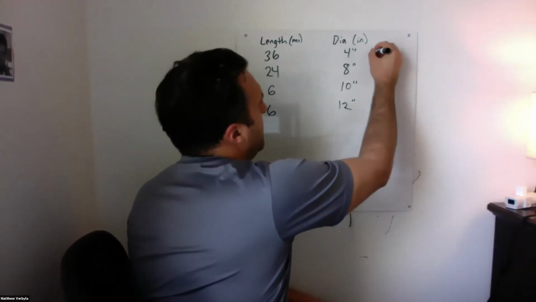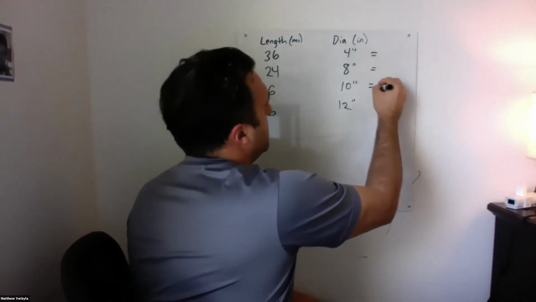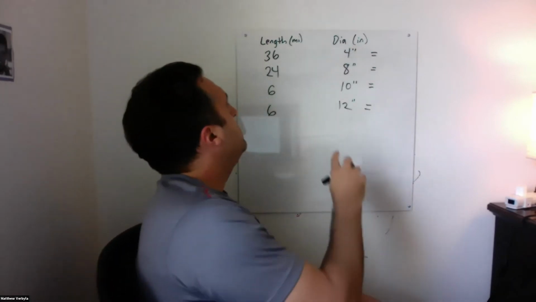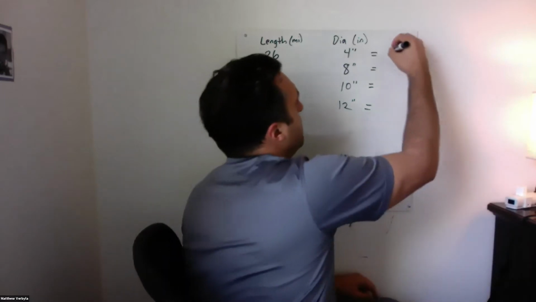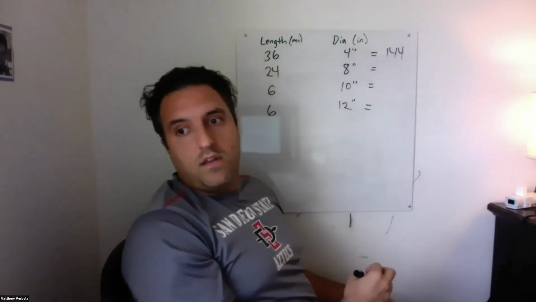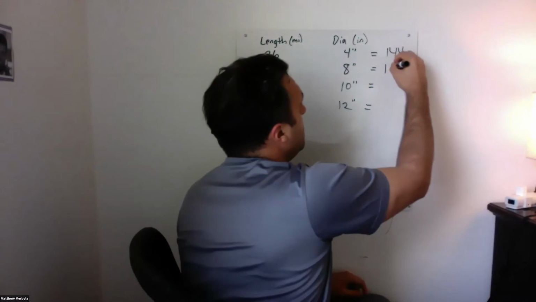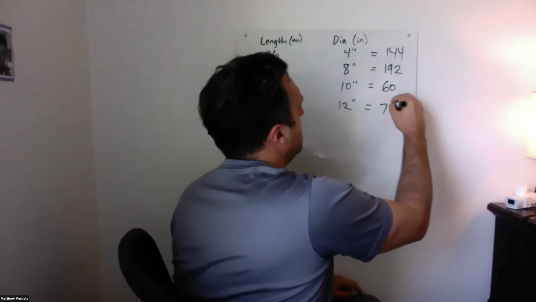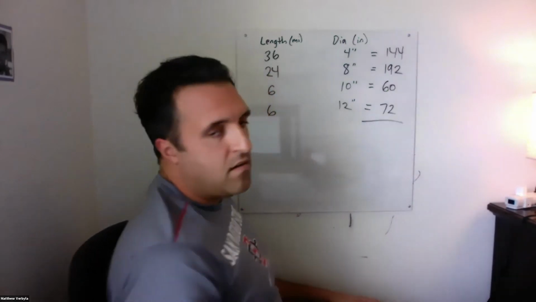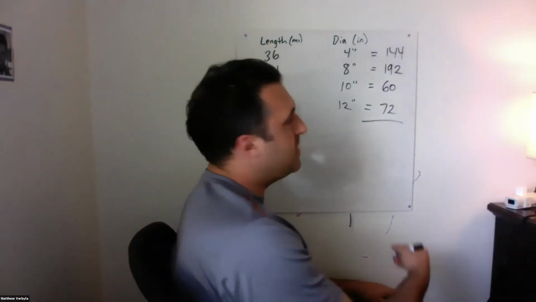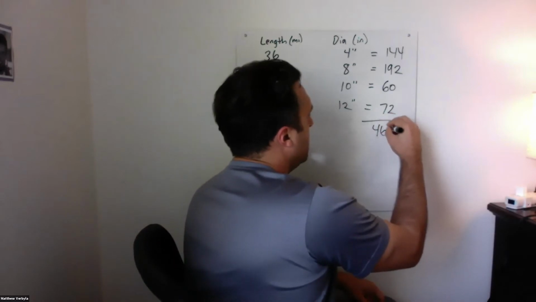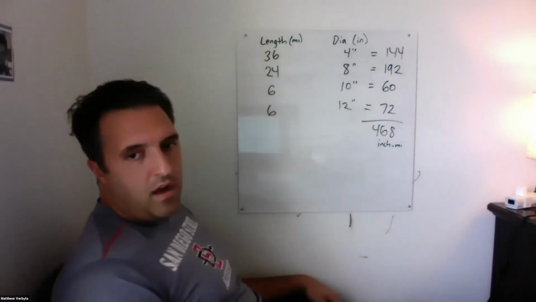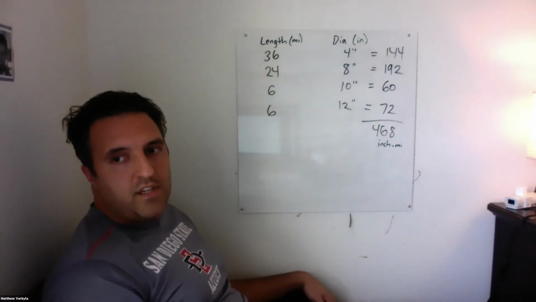So we need to get the products of these, which would be mile inches of pipe. So 36 times 4, 144. Next one, 192, 60, and 72. And then we sum together all those products, we get 468. The units here are inch miles. So it's 468 inch miles of pipe.